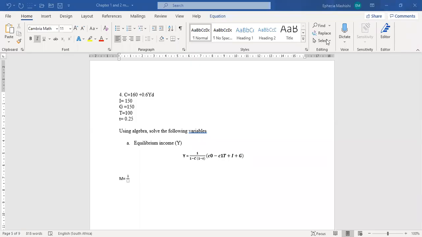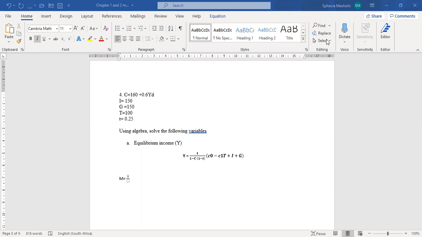So for question 4, we have been given our consumption function, which is C equals 160 plus 0.6 YD, investment 150, government spending 150, autonomous tax 100, and induced tax 0.25. Using algebra, solve the following variables.